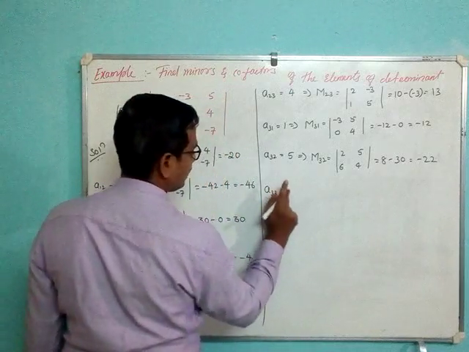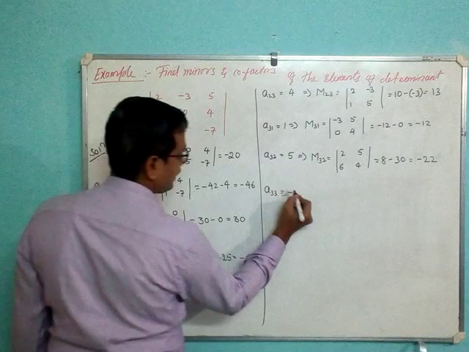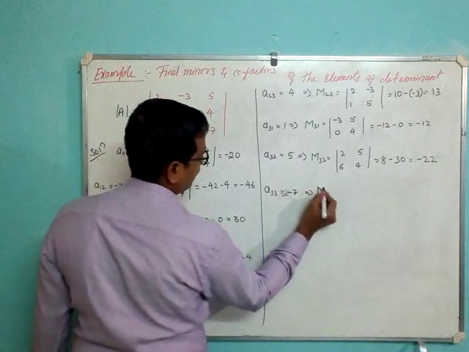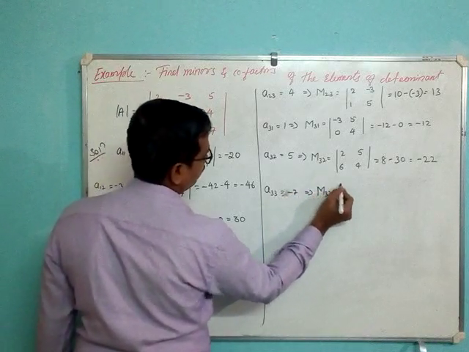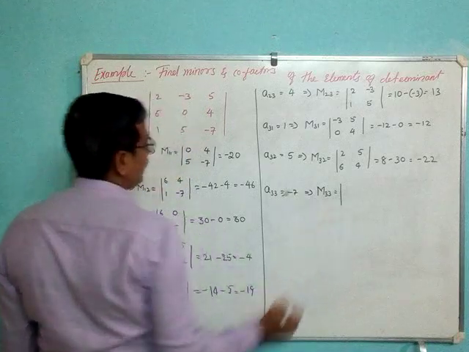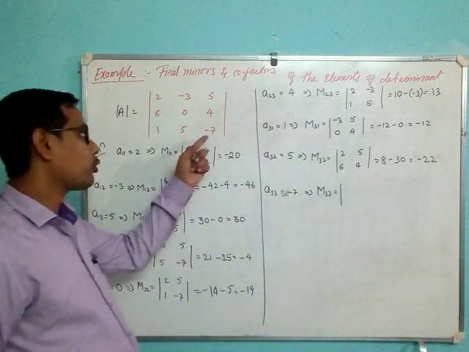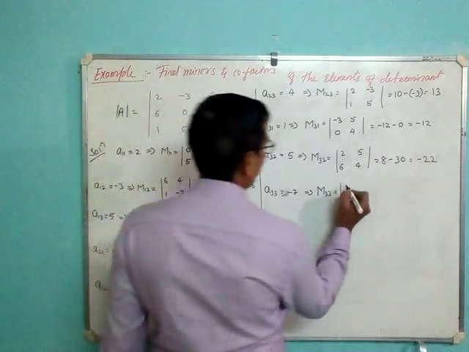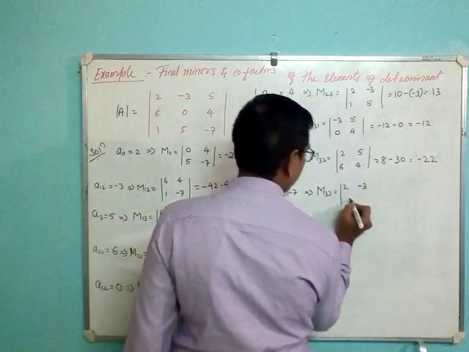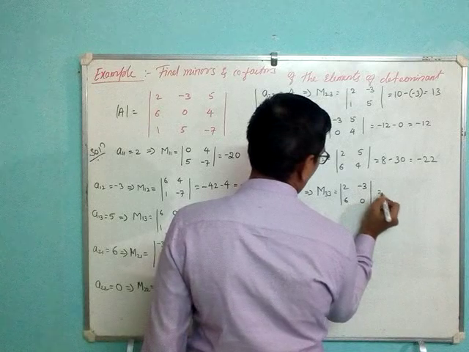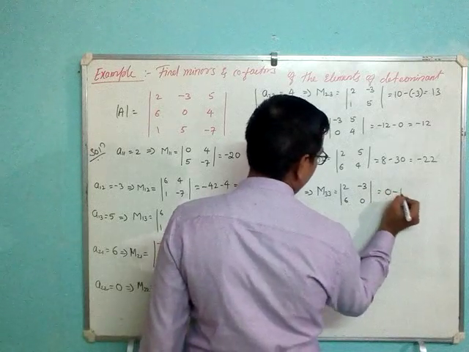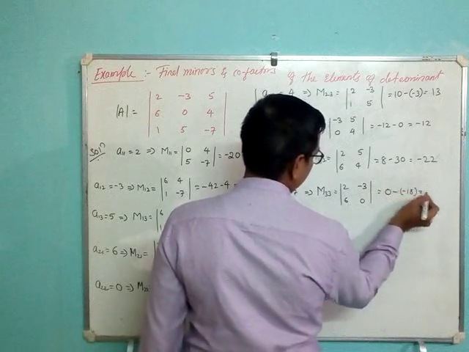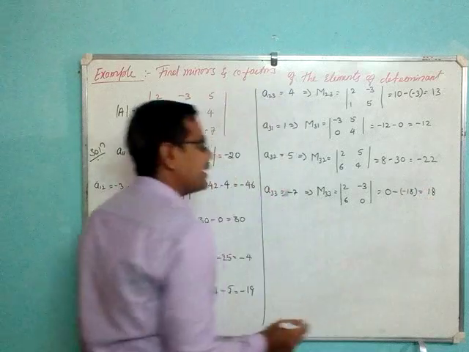A33 is how much? Minus 7. M33 will be equal to, right, neglecting row and column containing minus 7. There is third row and third column. So 2, minus 3, 6, 0. So 2 into 0 is 0, minus 6 into minus 3 is minus 18. That is nothing but plus 18.